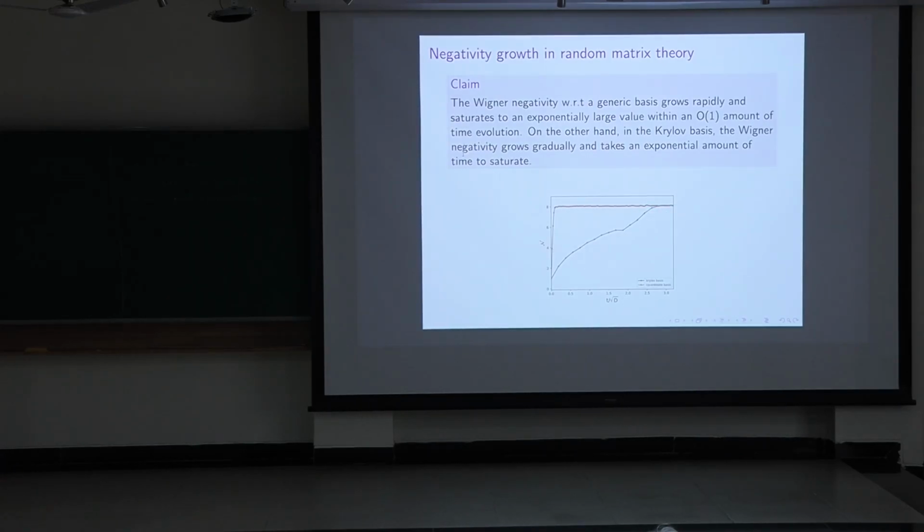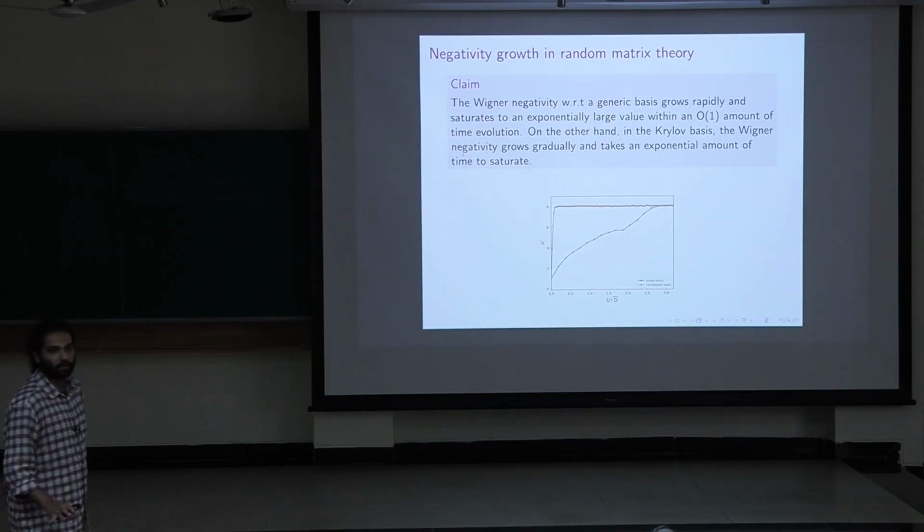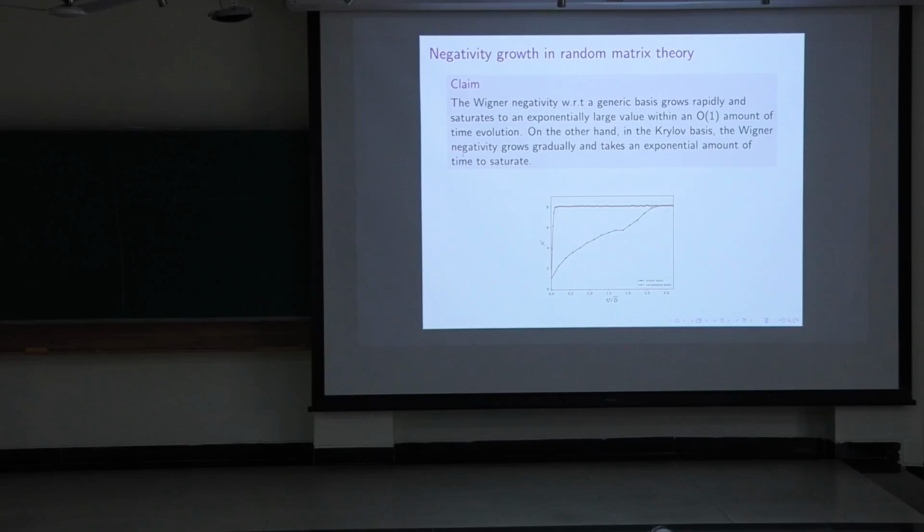same value. In fact, what we are going to show is that in a generic basis this saturation happens at an order 1 time, whereas in the Krylov basis there is a power law growth for a long time and then the saturation happens at an exponential time. So in that sense we will argue that the Krylov basis does exponentially better than a generic basis. Okay, so this was a numerical plot. We will now give analytical arguments for this behavior.